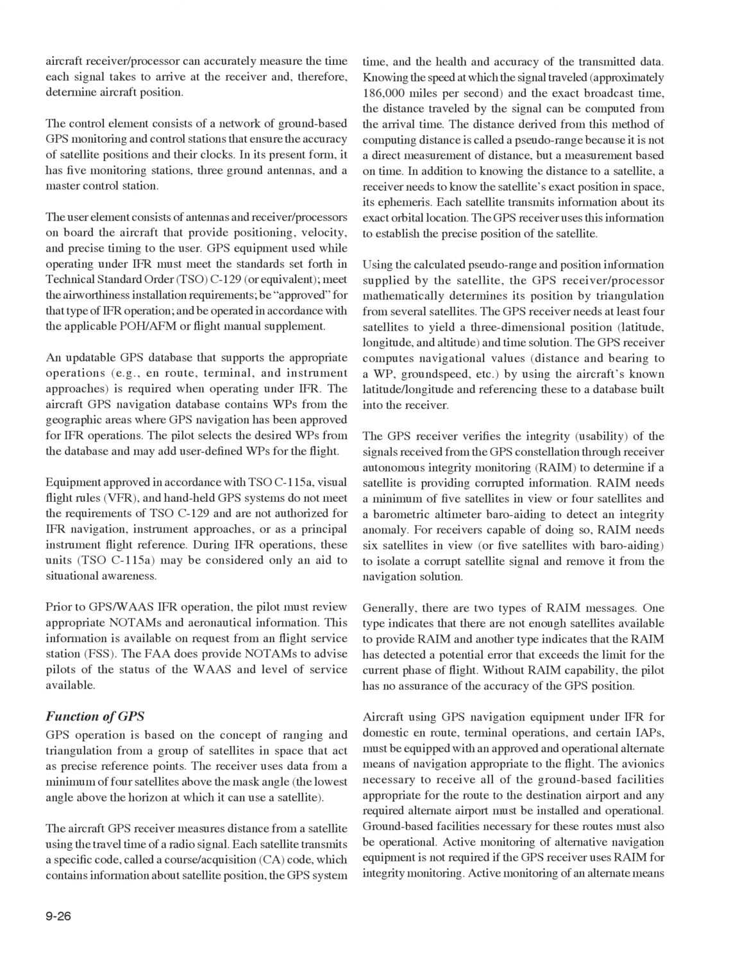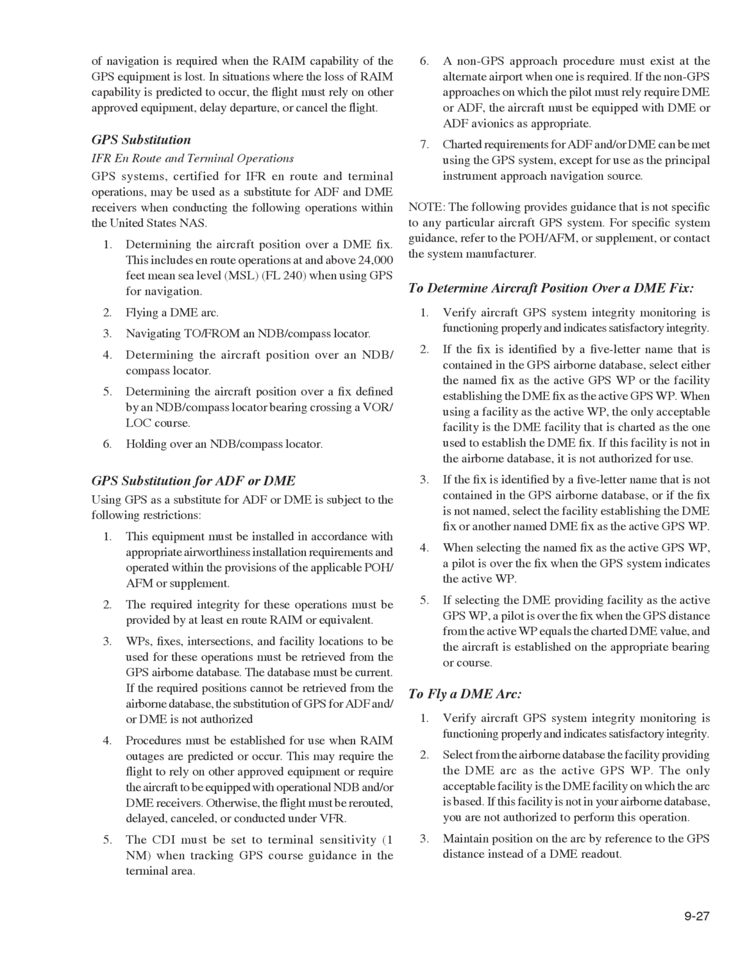Active monitoring of alternative navigation equipment is not required if the GPS receiver uses RAIM for integrity monitoring. Active monitoring of an alternate means of navigation is required when the RAIM capability of the GPS equipment is lost. In situations where the loss of RAIM capability is predicted to occur, the flight must rely on other approved equipment, delay departure, or cancel the flight.